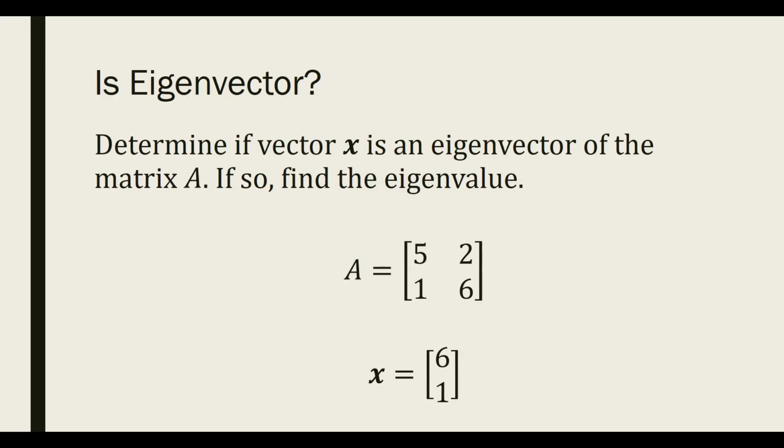I'd like you to try to calculate, see if 6, 1 is going to be an eigenvector. If it is, find the eigenvalue. And then also, I want you to check if 5, 5 is an eigenvector. And if it is, find the eigenvalue. So try to find if 6, 1 is an eigenvector and if 5, 5 is an eigenvector. Go ahead and push pause and do that.